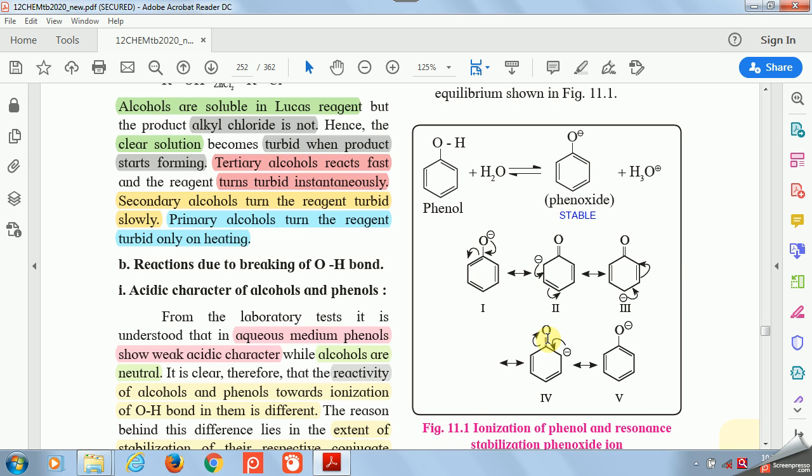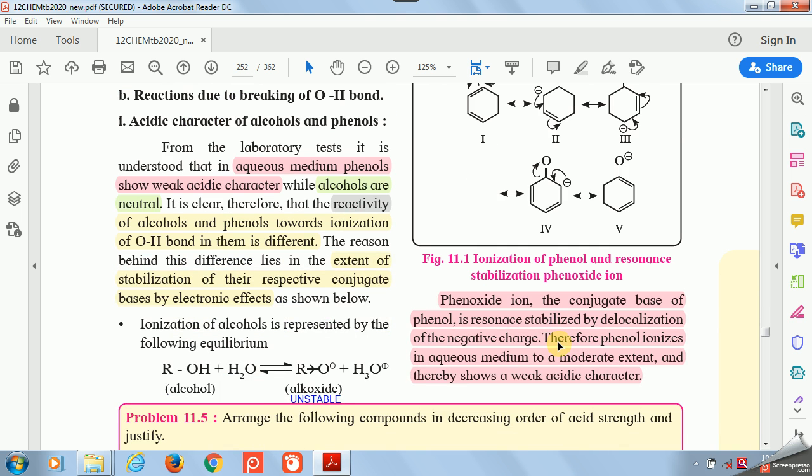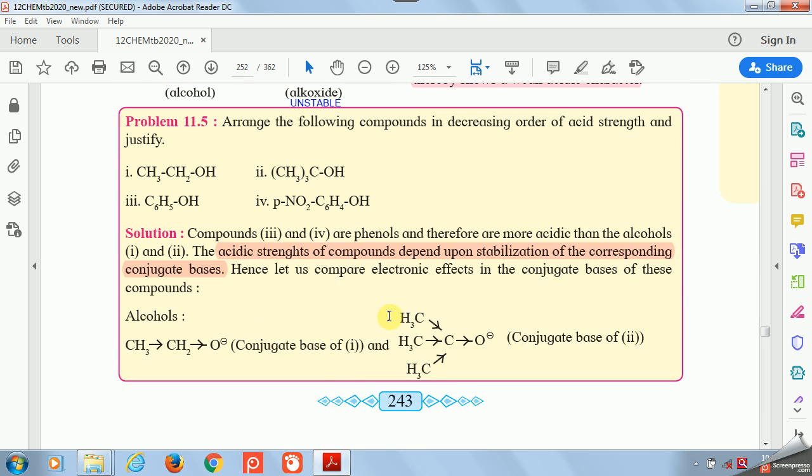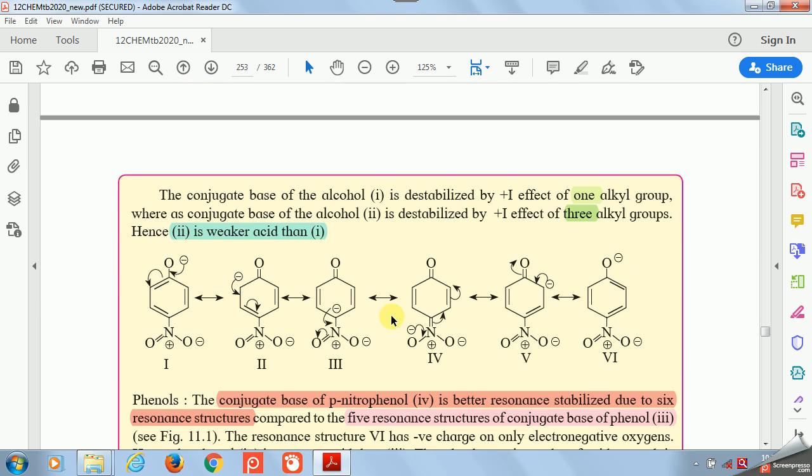So phenol ionizes in aqueous solution to a moderate extent, thereby showing weak acidic character. Now again we come to our question. Here phenol is present and para-nitrophenol is there. If you observe para-nitrophenol, one more extra resonating structure is present.